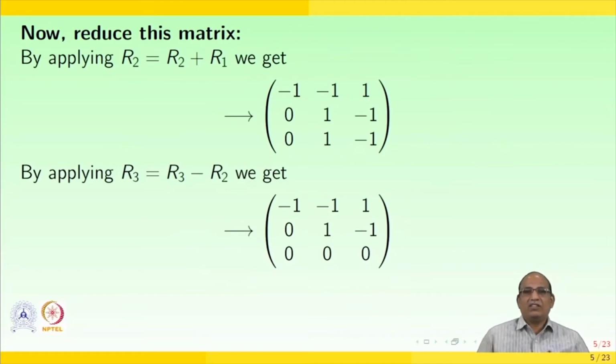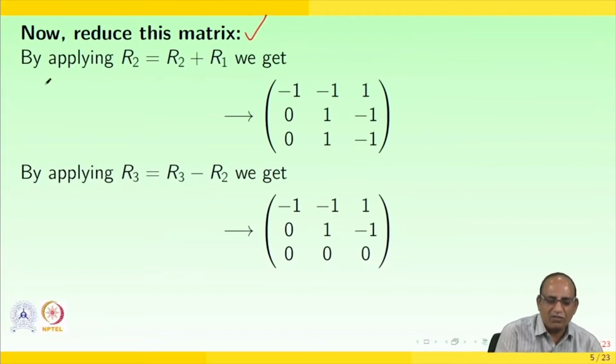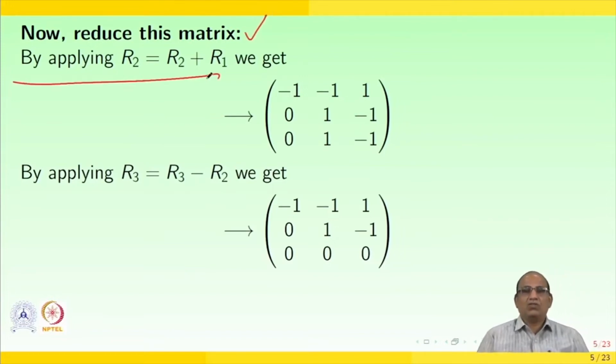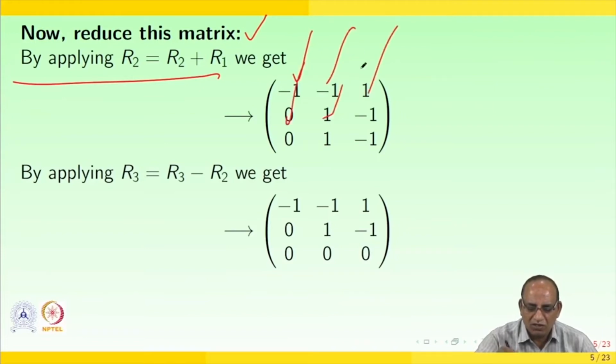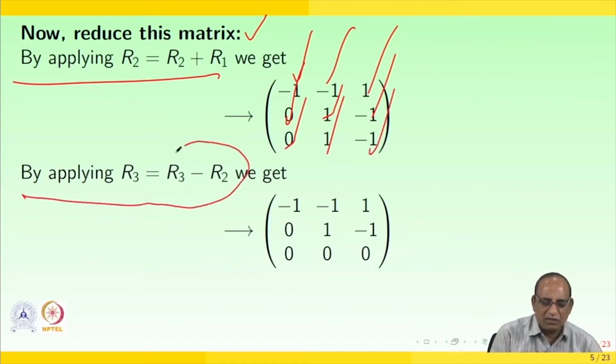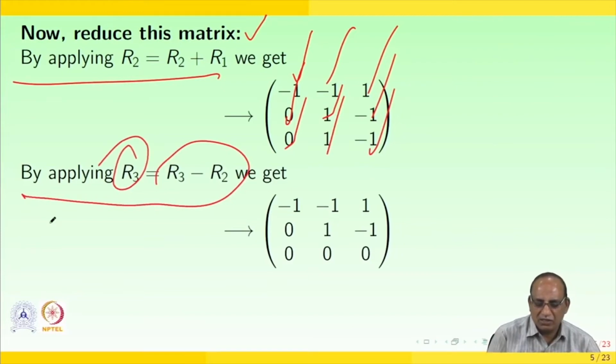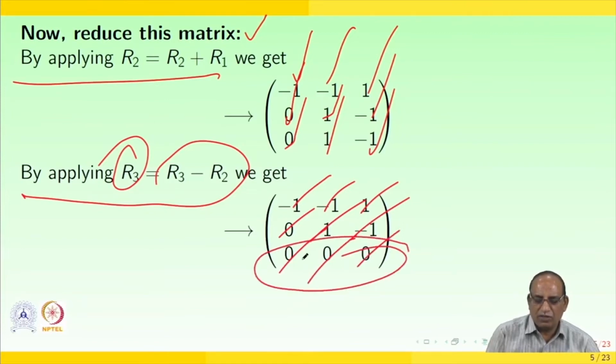Now I'll try to reduce this matrix by using elementary row operations. I apply R2 plus R1 in order to get rid of the entry in row R2. So you get minus 1, minus 1, 1; 0, 1, minus 1; 0, 1, minus 1. Then applying R3 minus R2, R3 changes to 0, 0, 0. So the last row has become zeros.